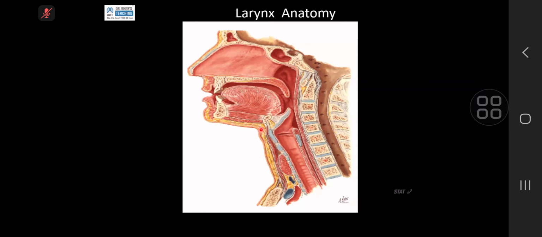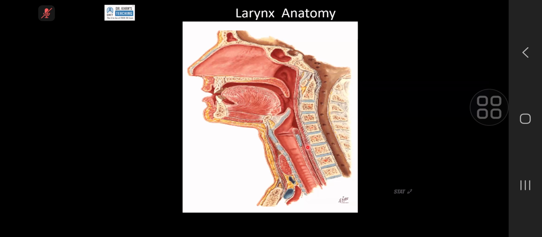So anatomy. Now, as far as revision of anatomy is concerned, in this area we have the pharynx and the larynx. Pharynx has three parts: the nasopharynx, the oropharynx, and the hypopharynx. Posterior to the nose is the nasopharynx. This is the uvula. This is the oral cavity. Posterior to the oral cavity is the oropharynx, and posterior to the larynx is the hypopharynx. Some anatomy books also use the word laryngopharynx, which is the same thing.